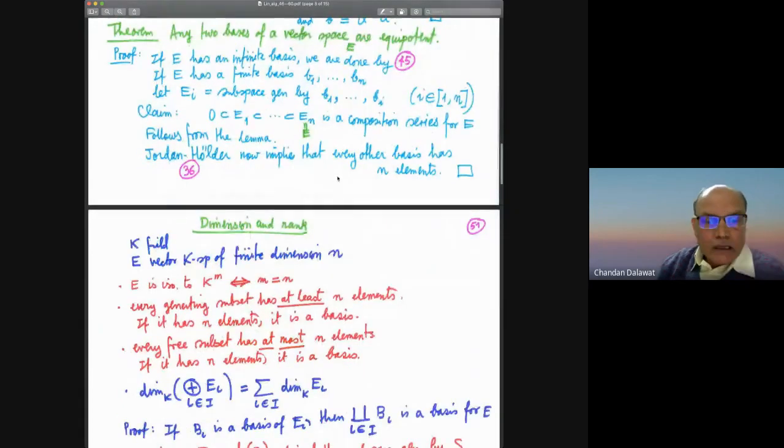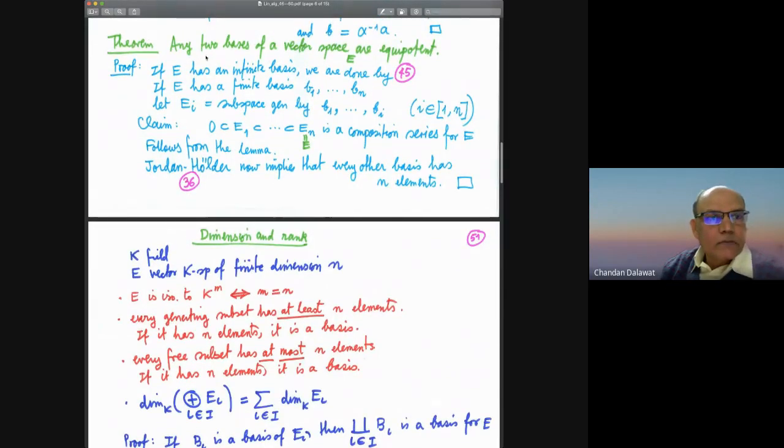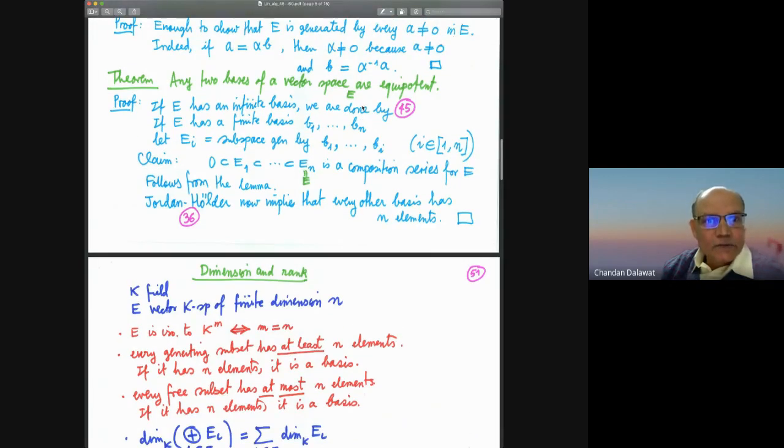Okay. So now we come to this important fact, which we had proved only for vector spaces which have infinite dimension, but now here's the general case. So the theorem is that any two bases of a vector space are equipotent. They have the same number of elements. The indexing sets can be put in bijection.